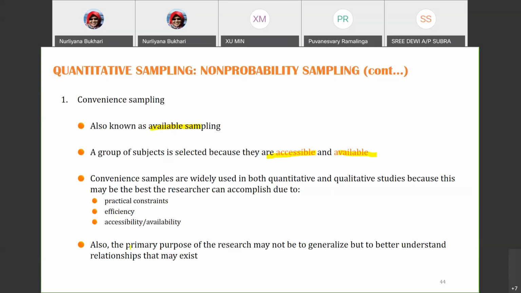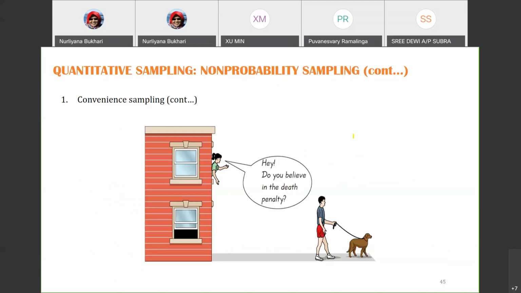And the primary purpose of the research may not be to generalize, but to understand the relationships. So if you do correlations, if you do descriptive, maybe you need random sampling. But if you do correlations for certain criteria, then maybe you don't need probability sampling. You can just use convenient. Hey, do you believe in the death penalty? Anybody who you found, those who walk the dog, or your neighbor and everything.